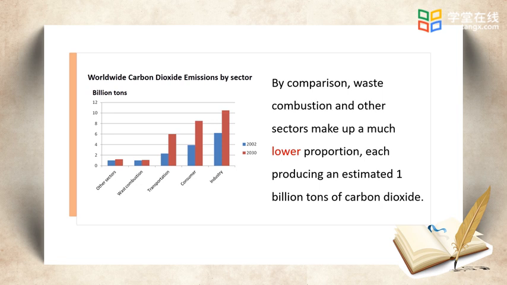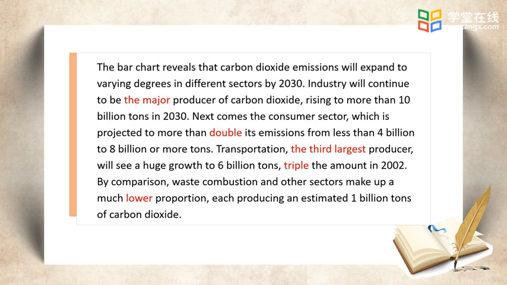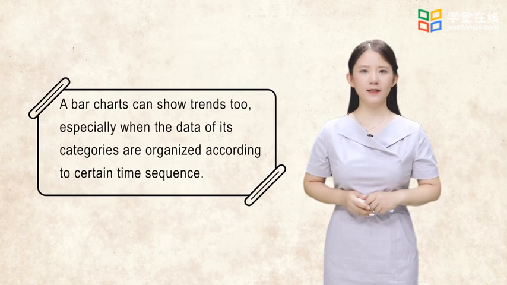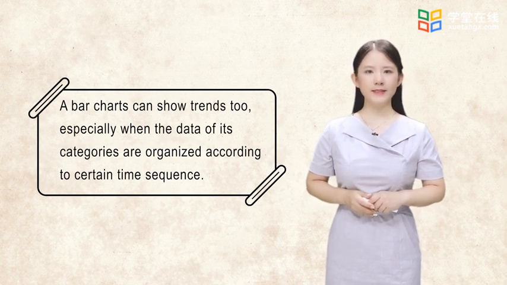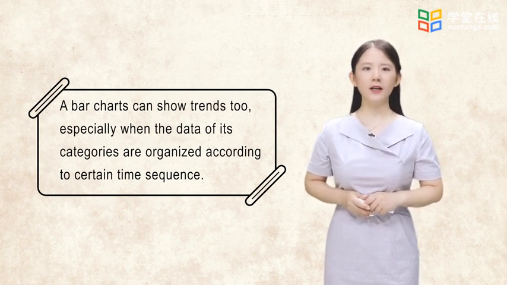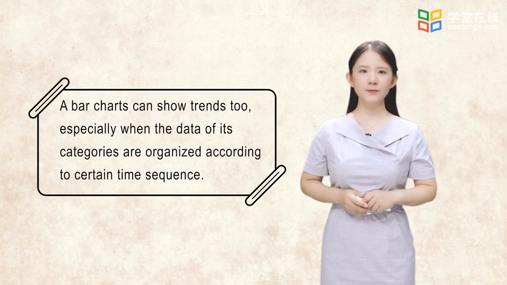of carbon dioxide. We can find the expressions such as the major, double, the third largest, triple, and lower that indicate contrasts. Did you compose the similar sentences? So far, we have talked about bar charts. A bar chart can show trends too, especially when the data of its categories are organized according to certain time sequence. Look at the slide, please.